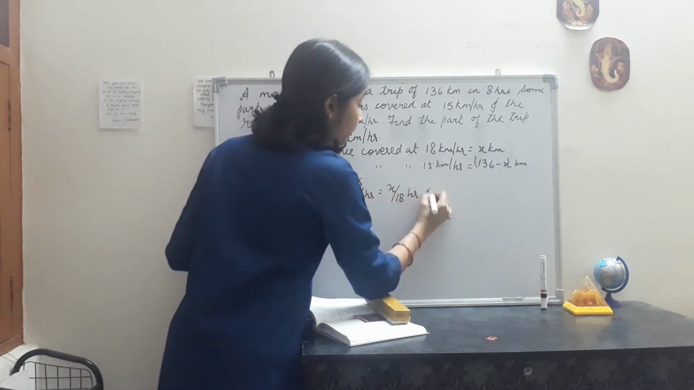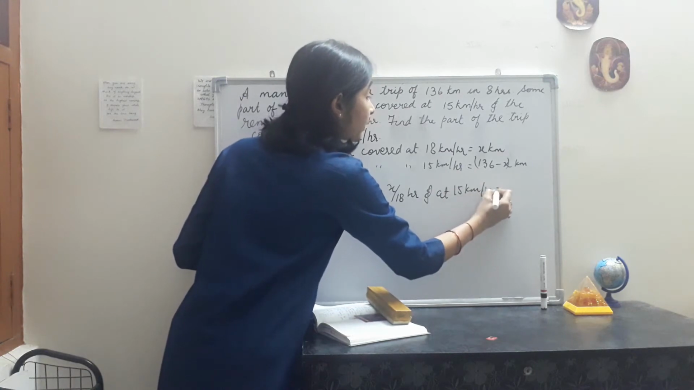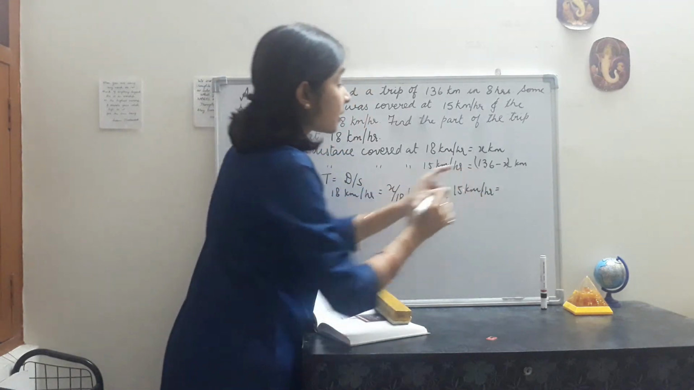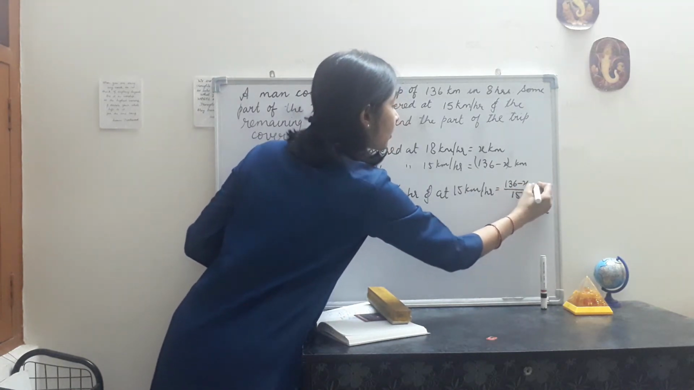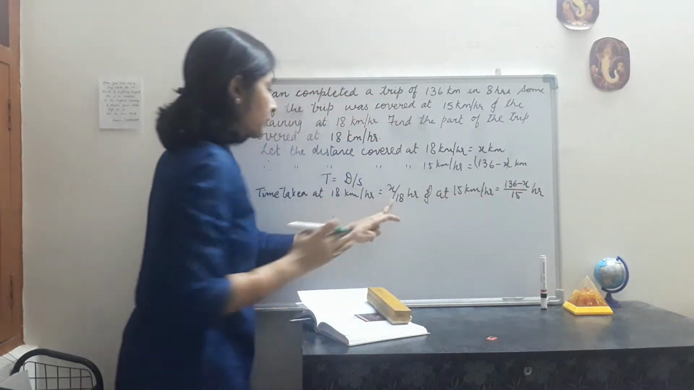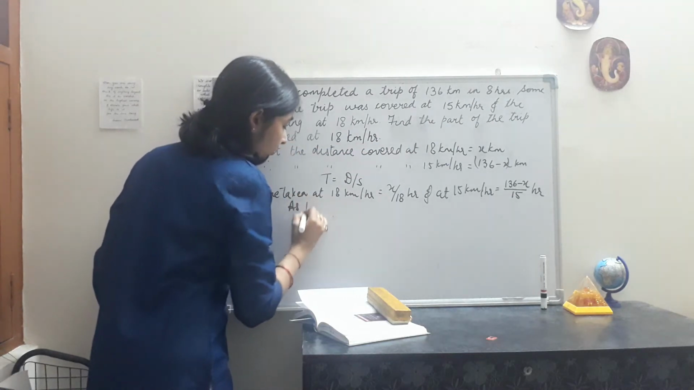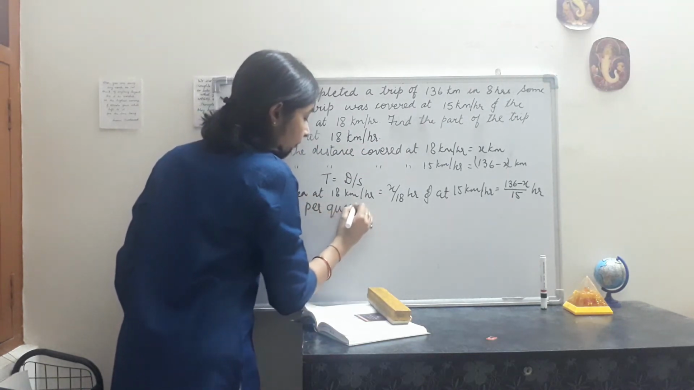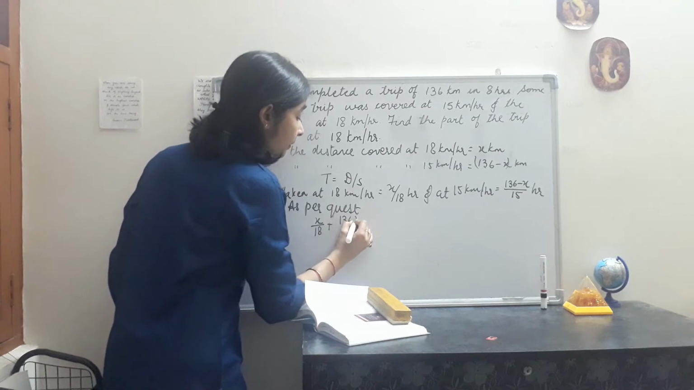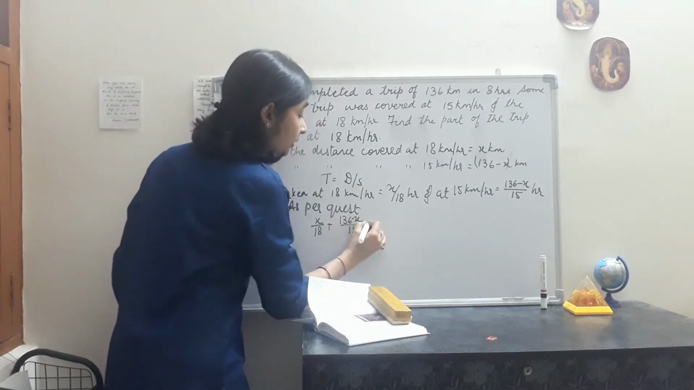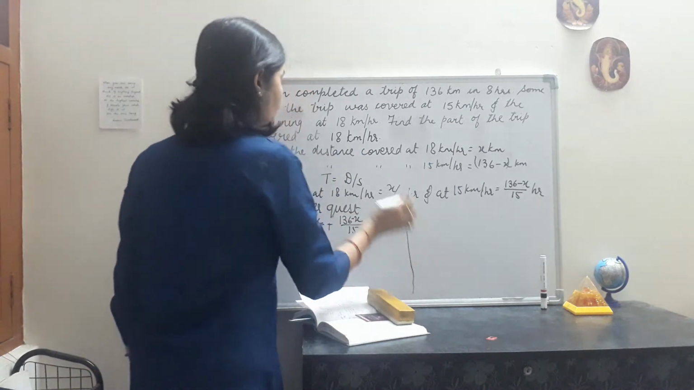And at 15 km per hour, the time will be equal to, what is the distance there? 136 minus x upon 15. Now this time plus this time will give us 8 hours. So our equation goes like this, as per the question: x upon 18 plus 136 minus x upon 15 is equal to 8. Got it? Now when the equation is formed, the question is half solved.